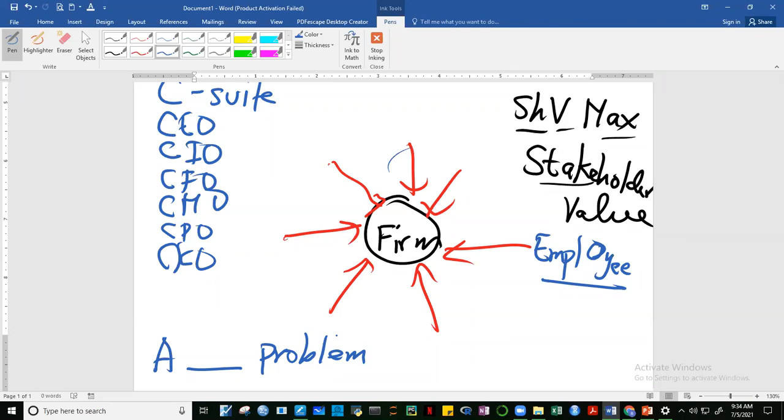So meron tayong tinatawag na pilferage, may mga employees na nagnanakaw or even the executive officers, the C-suite officers, they might do things that will be beneficial to them but will not be beneficial for the firm. So anong klaseng problem ng tawag doon, guys? Anyone? Have you heard of that, guys? Yung issue na yan, when employees would do things that will benefit them only and not necessarily the firm.